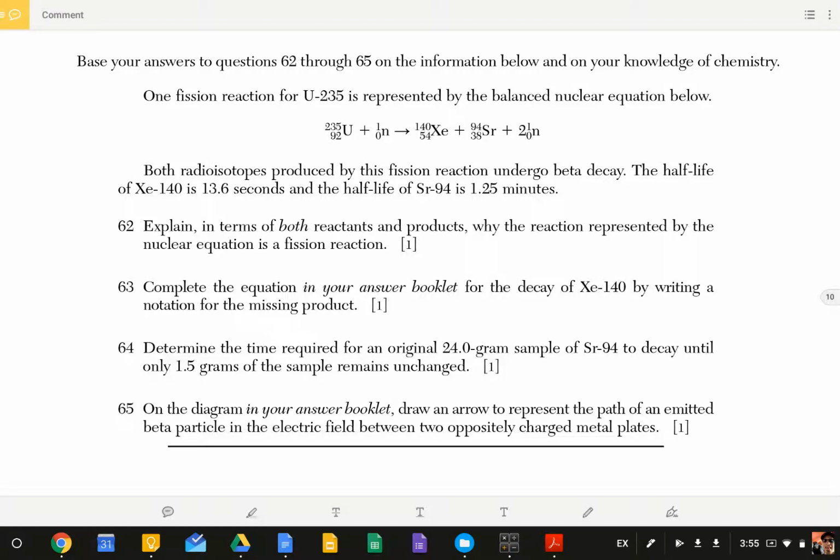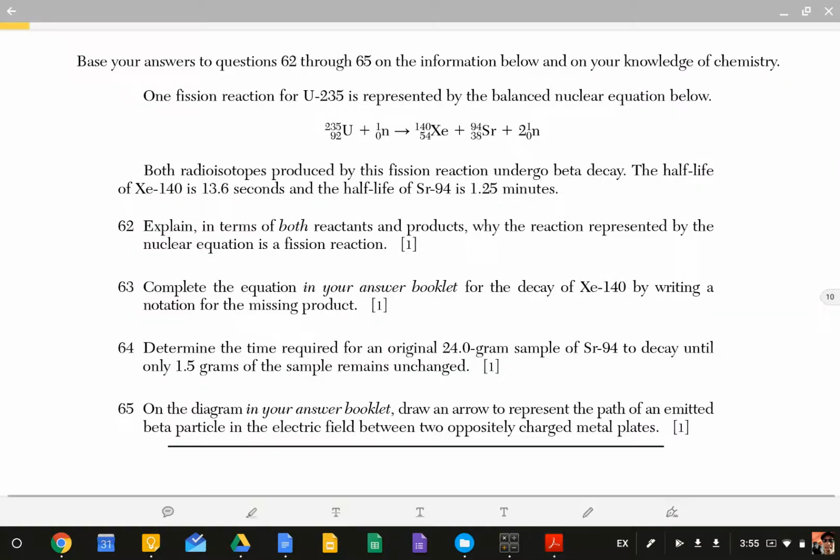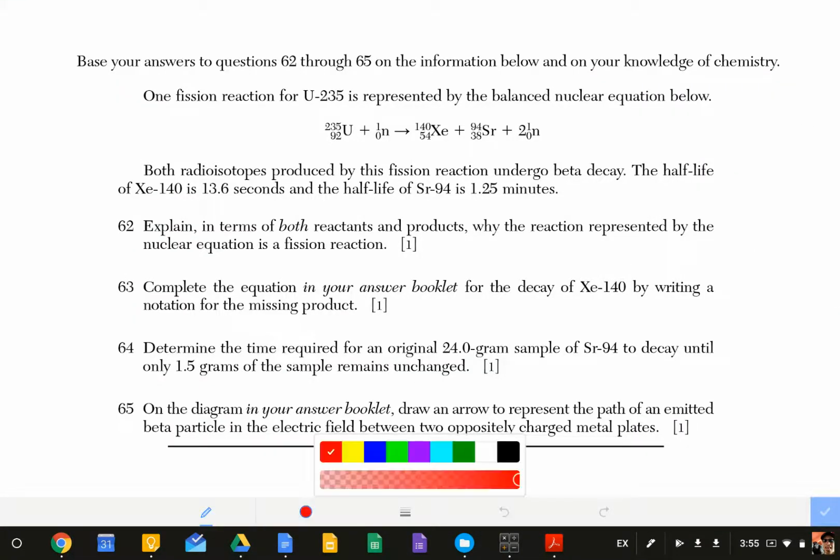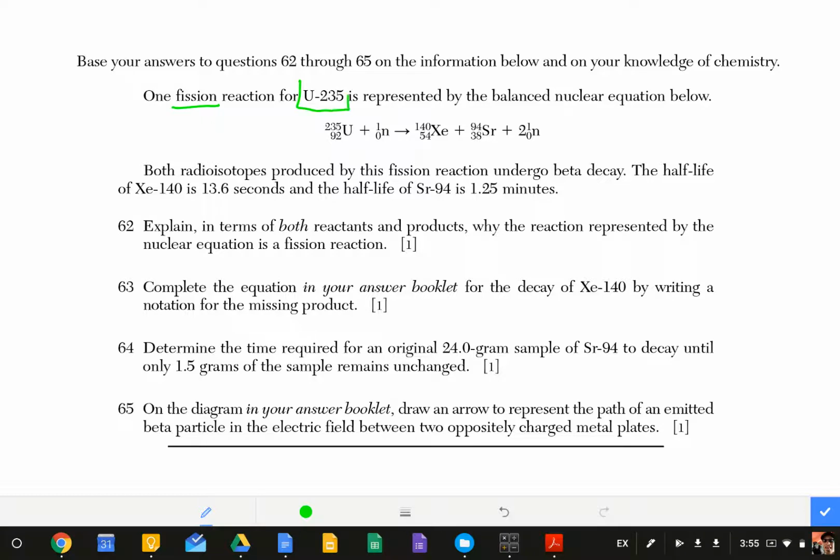This is 62 through 65 on the August 2015 Chemistry Regents. Looks like we're getting to some nuclear chemistry. So nuclear radiation, I'll pick green. Cool. All right. So one fission reaction for uranium isotope 235 is represented by the balanced nuclear equation below.